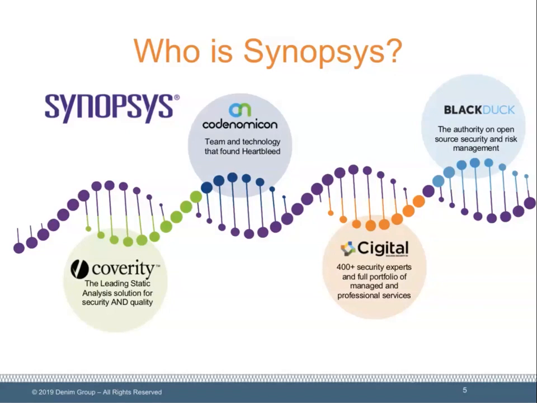We have 4 major products here. Coverity, the first one acquired by Synopsys, is a leading static analysis solution for security, quality, and compliance. Codenomicon, you might have heard of, is famous for finding the Heartbleed issue. Cigital is over 400 security experts with a full portfolio of managed and professional services. And lastly is Black Duck, an SCA tool, which is the authority on open source security and risk management.